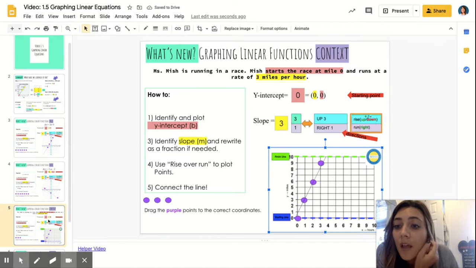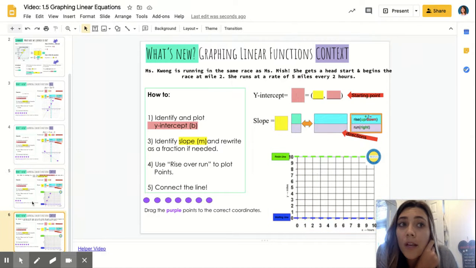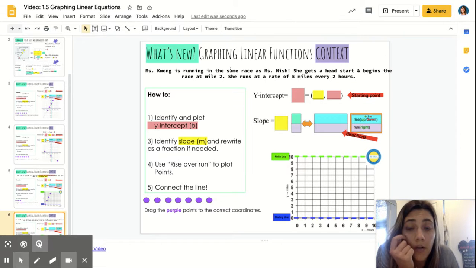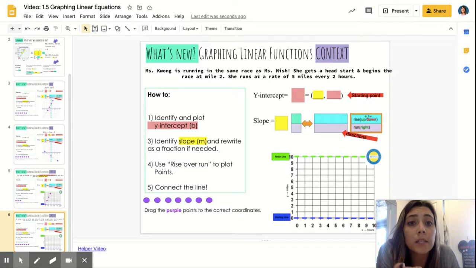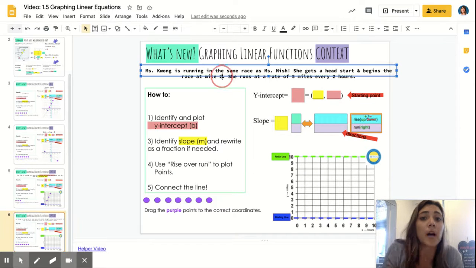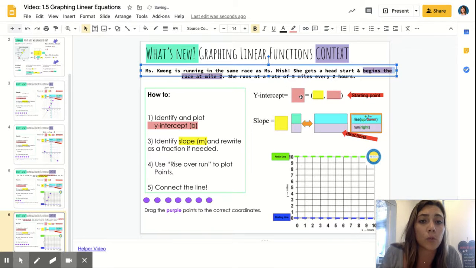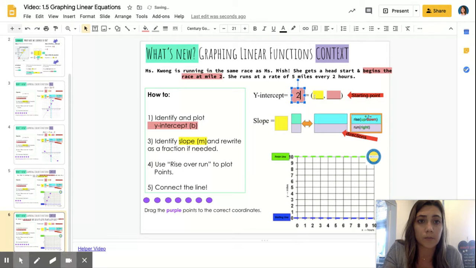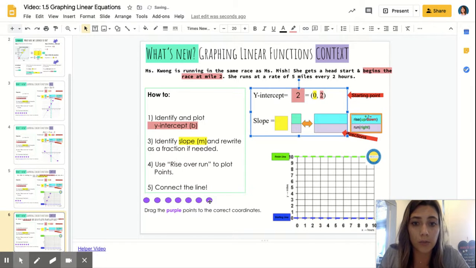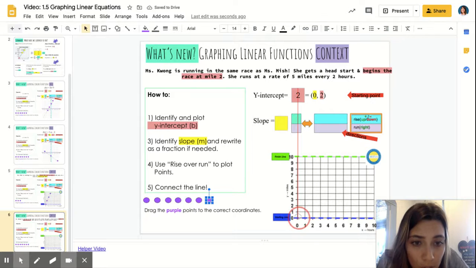Coolio. All right, last one, and then I promise this video is almost over. Miss Kwong is running in the same race as Miss Mish. She gets a head start and begins the race at mile 2. So there's our keyword, begins at mile 2. That tells me the y-intercept. So our y-intercept, without even reading the rest, is 0, 2. So I start on my y-axis. Remember, this is our y.